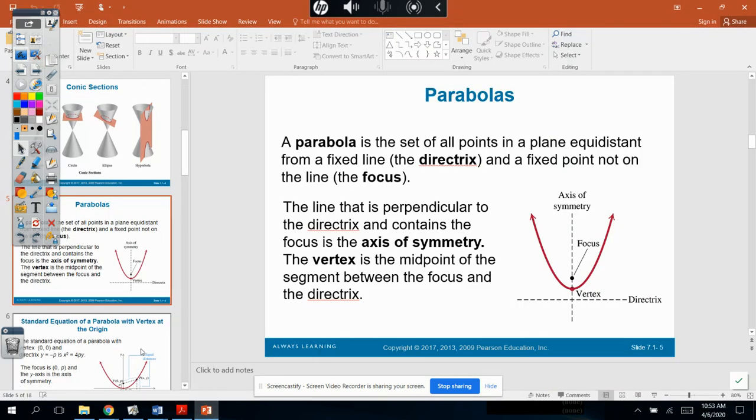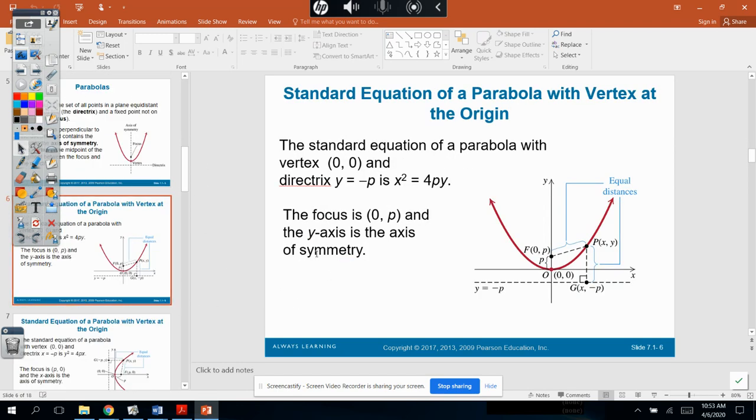We are going to be learning lots and lots of formulas, but here are the ones that I need you to know only today. We're only going to talk about non-translated. So this focus and directrix are really, really important.